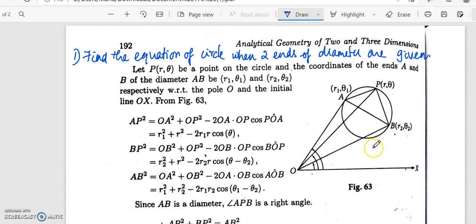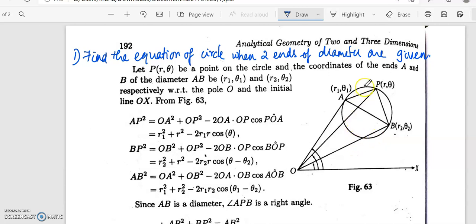So let us look at a few more problems based on the equation of circle in today's class. The first problem is to find the equation of the circle when two ends of the diameter are given. Here you are given a circle, and let us take the diameter to be AB. Let us take the ends of the diameter to be R1 theta 1 and R2 theta 2.